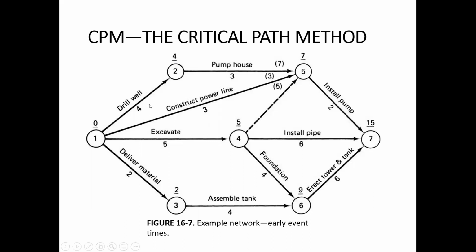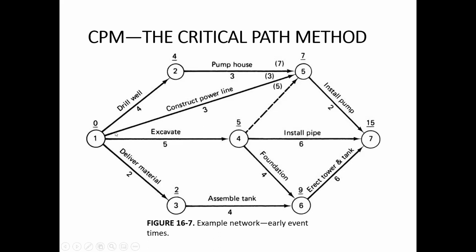So for example, this 4 and this 4: the difference is that this 4 is the duration of the activity, 4 weeks, and this 4 is the ending event time for activity D. This is the event time for the drill well activity.